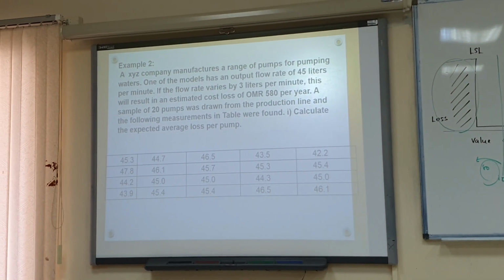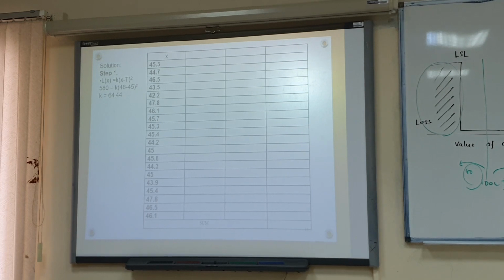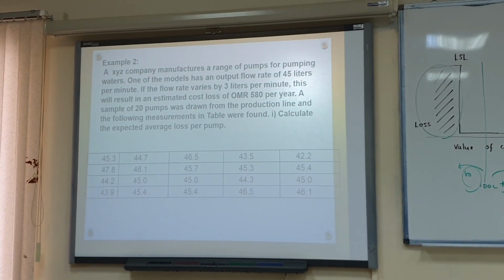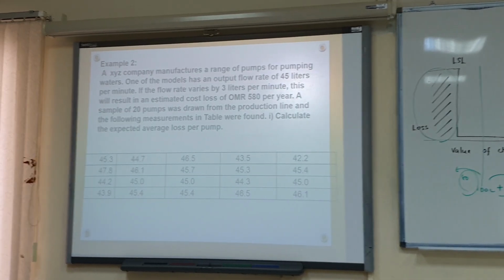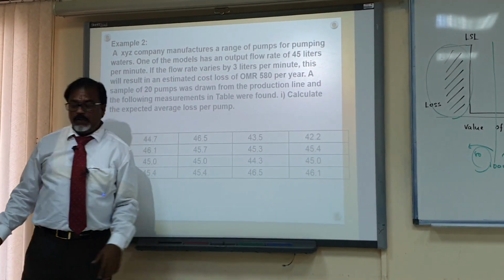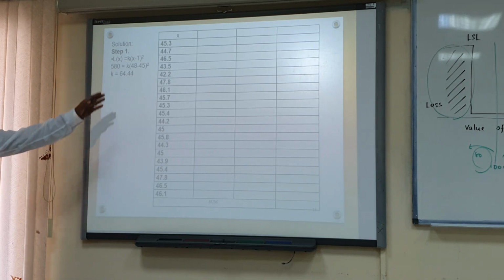See here, 45.3, 44.7, 46.5. These are all given. The same values are given here: 45.3, 44.7, 46.5, 43.5. So the same thing we have tabulated here.